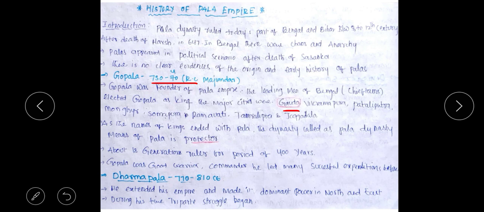Pala basically means a protector, one who protects his people from invasion by other kings and takes care of his people. So that is the meaning of Pala. The Pala Empire ruled for around 400 years, through 18 generations of kings.